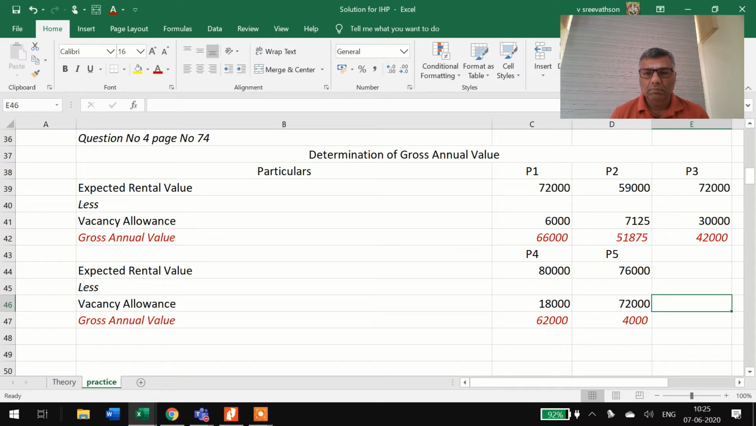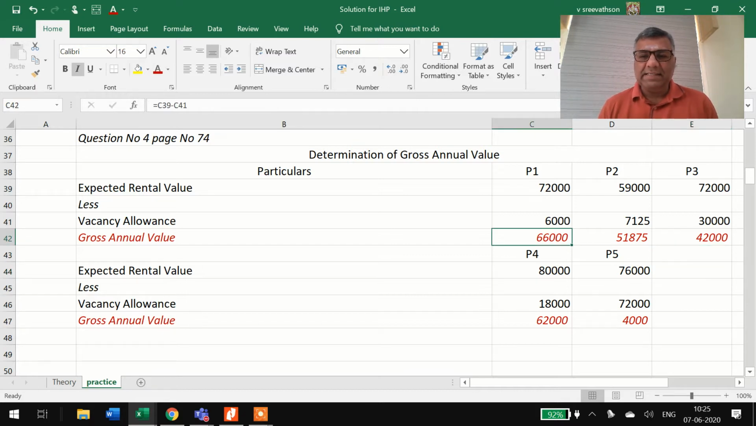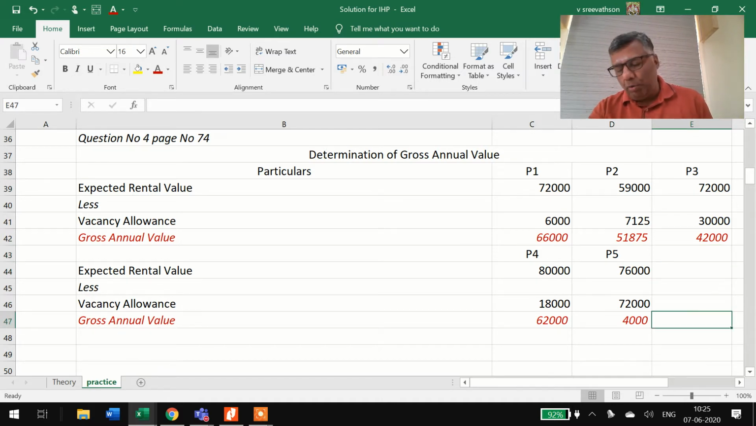Sir, if the house is vacant for 12 months, then no rent will be charged. Actually, yeah, this is just theoretical. Practically, it will not be charged. Okay, so friends, we are getting 66,51,875, 42,62,400. Anyone not getting the answer for any property, please ask me.